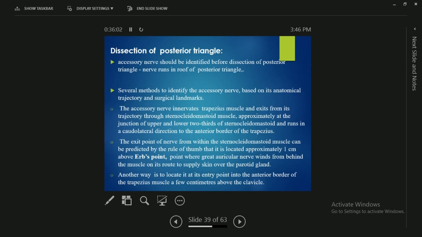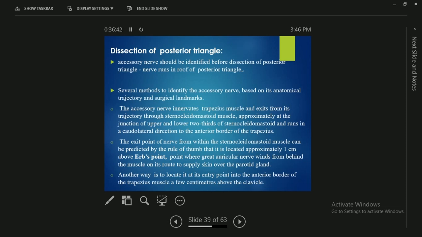The spinal accessory nerve innervates the trapezius muscle, and it exits through the sternocleidomastoid muscle approximately at the junction of upper one third and lower two thirds, and it runs in a caudolateral direction to the anterior border of trapezius. The exit point of the nerve from within the sternocleidomastoid muscle can be predicted by the rule of thumb, which is that it is located about 1 centimeter above Erb's point. And Erb's point is the point where the greater auricular nerve winds from behind the muscle on its route to supply skin over the parotid.